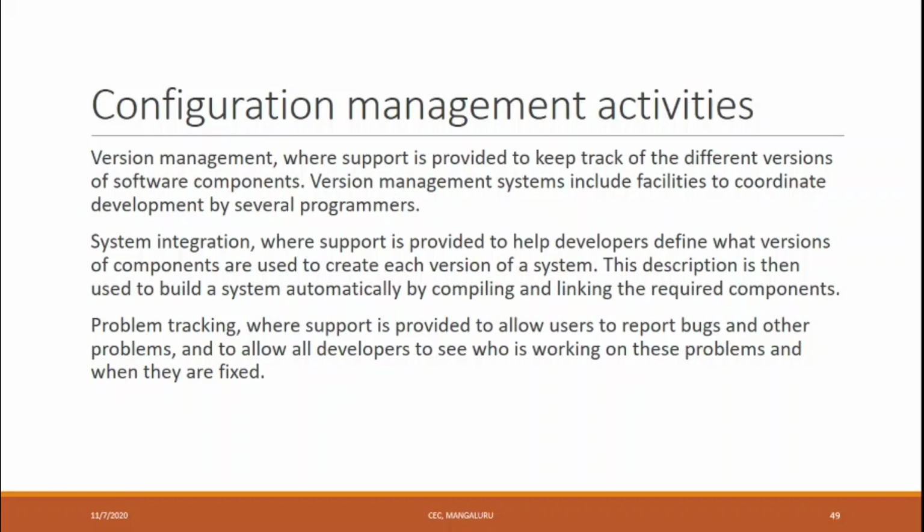Version management systems facilitate coordinating development by several programmers. So version management supports keeping track of the different versions of the software components. You may develop version 1, version 2, version 3, and you have to keep track of the different versions, because you must know what changes have to be done for the next version, and which components have been taken from the previous version to develop the next version.